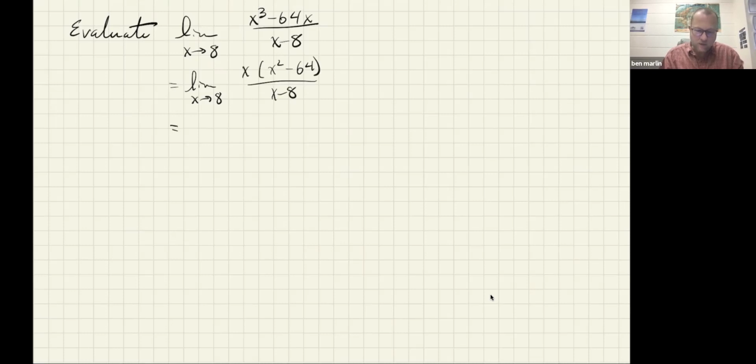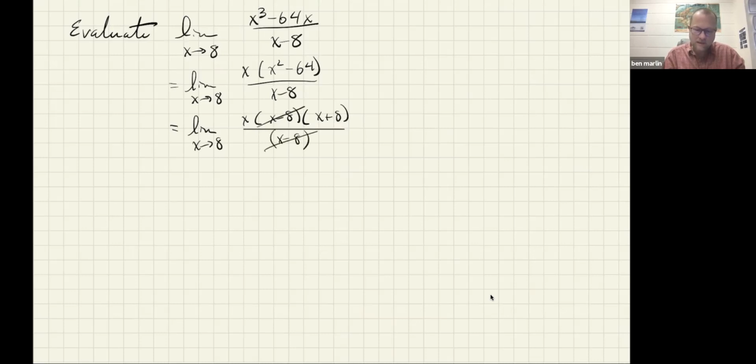A lot of times people want to come along here and say, x's cancel, haha. No, they don't, okay? If you want to do that cancellation, it has to be a cancellation of a factor across the whole top and across the whole bottom. And the thing is that division cancels multiplication. So you have to have multiplication to cancel the division.